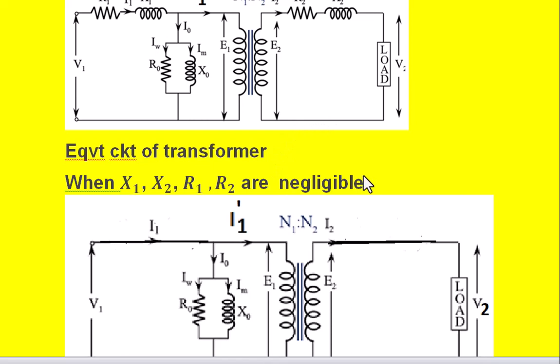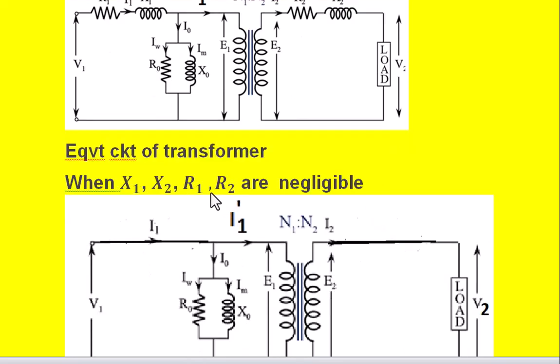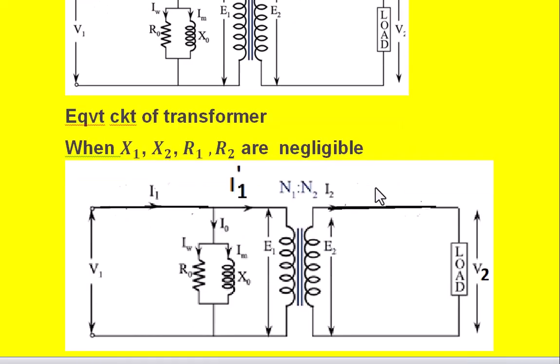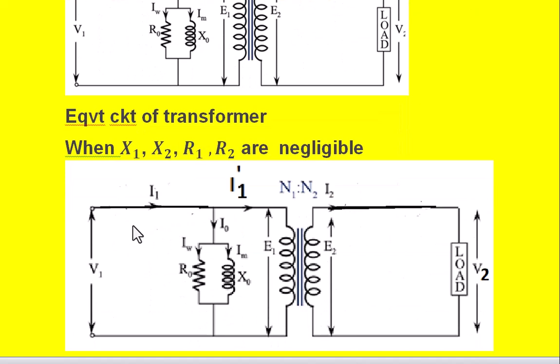And now the present case is if the reactance and resistance of the windings are neglected, then we call leakage impedance is neglected. That is X1, X2, R1, R2 are negligible. In that case, this circuit is redrawn as shown below. That is like this.